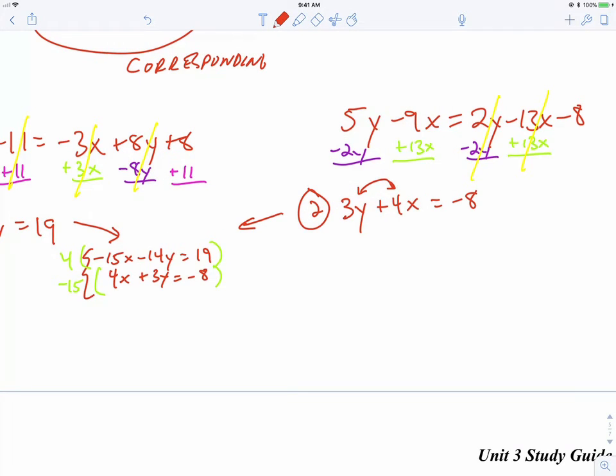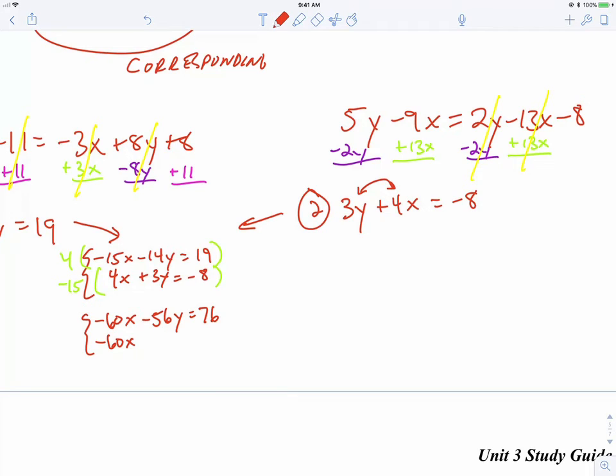And so my new system is going to be negative 15 times 4 is going to be 60. So a negative 60x. 4 times 14 is going to be 56. So it's going to be a negative 56y equals 19 times 4. We're going to get 76. On the bottom, we've got our negative 60x, because negative 15 times 4.